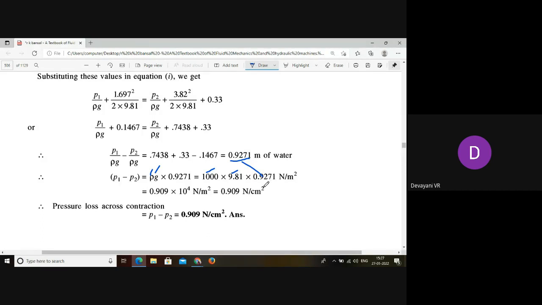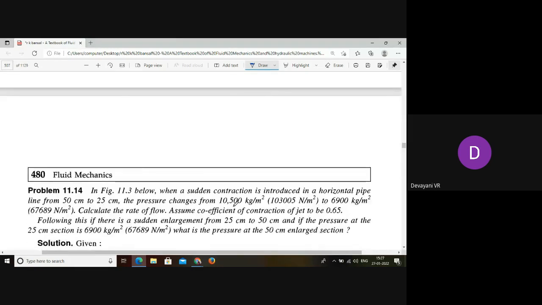The pressure will be in Newton per meter square. The pressure head will be in meters of water. You should remember that. Pressure head is always in meters. Pressures will be in Newton per meter square. So now we get the pressure difference or the pressure loss P1 minus P2 will be 0.909 Newton per centimeter square. So that's what they asked to calculate.